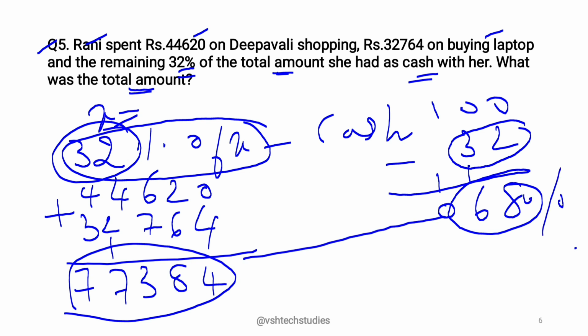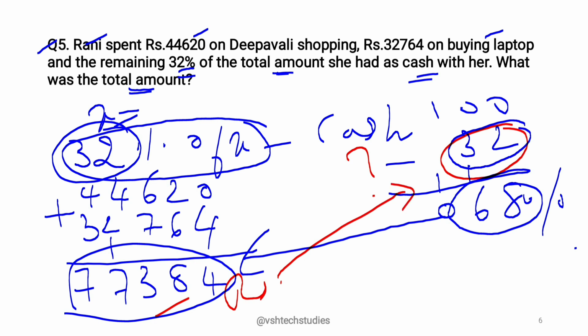So in rupees how much is it? 77,384. So 68% of the total amount, or X, means 77,384 rupees, that we know. Then 32% of the total amount, or X, means how much? If you calculate, then this plus this, that can be the answer, the total amount Rani had. So this is the analysis and approach to the problem.